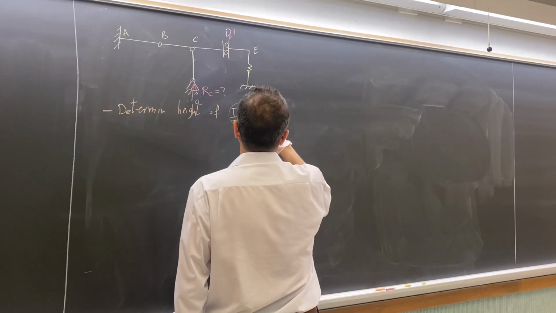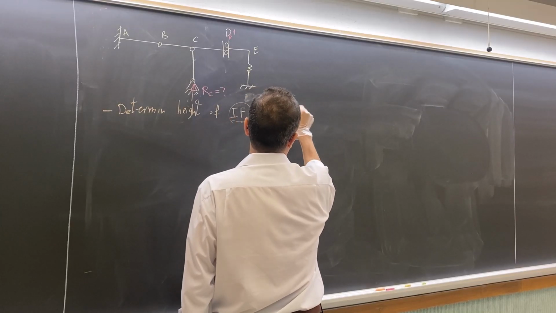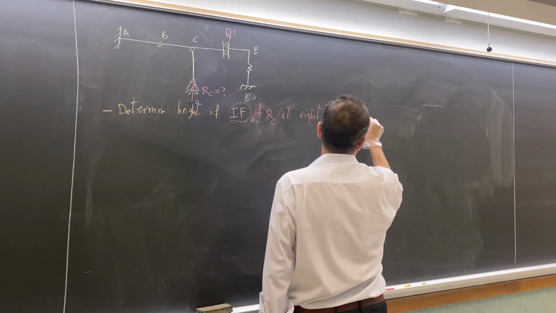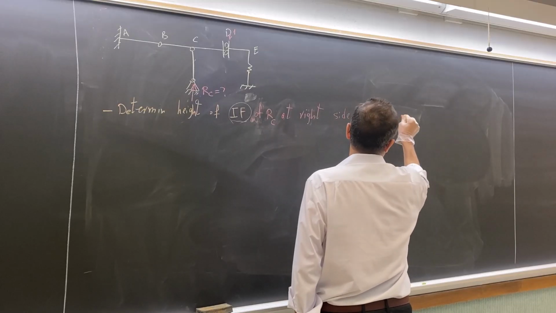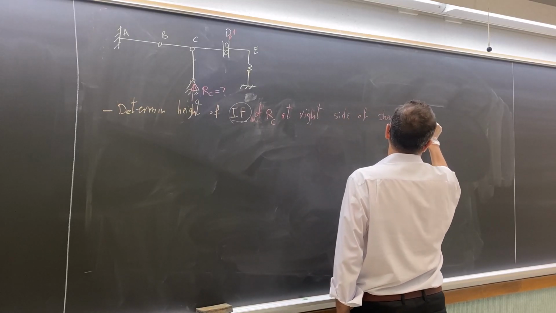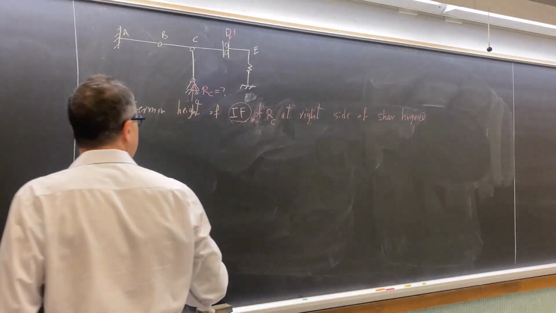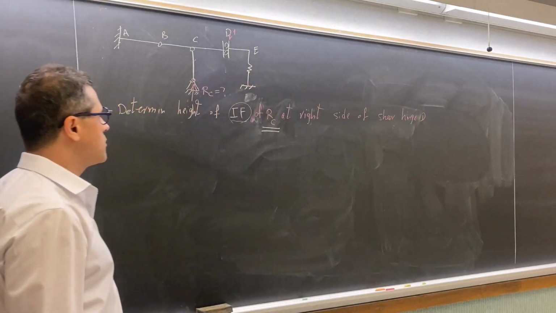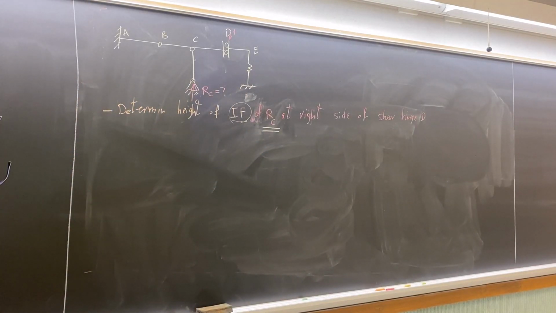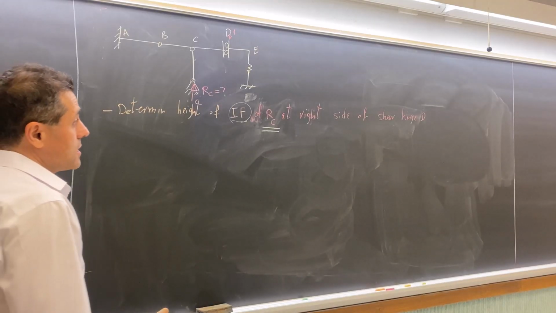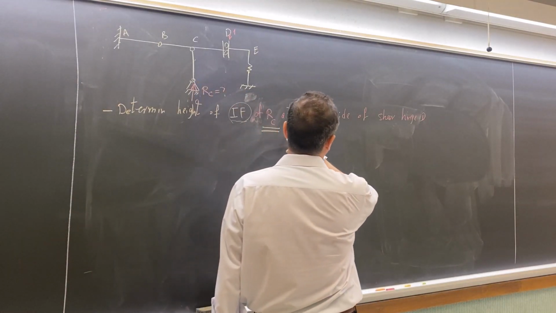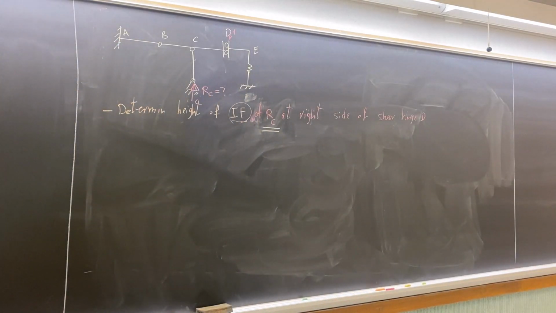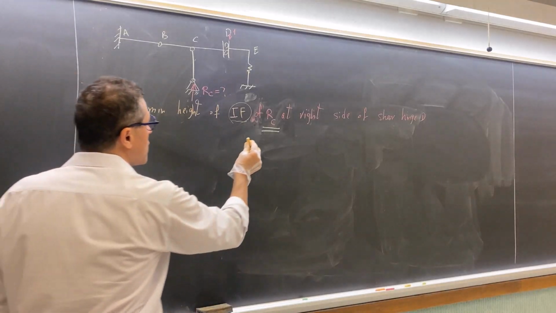At the right side of shear hinge D. So you need to find the amount of RC. We are going to draw the influence line for RC, but just the point of that at the right side of shear hinge. So the unit load is placed at the right side of shear hinge, and then we need to find RC.